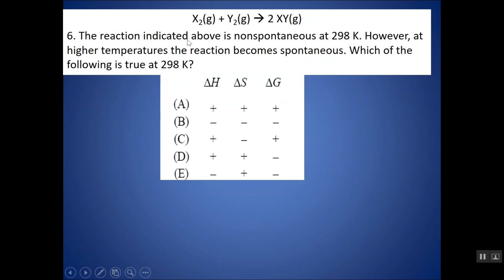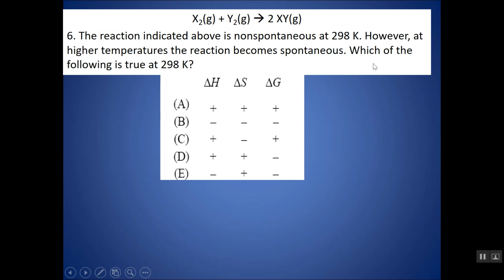The reaction indicated above is non-spontaneous at 298 Kelvin. They might say is not thermodynamically favorable, which means the same thing. However, at higher temperatures, the reaction becomes spontaneous. Which of the following is true at 298? So first of all, it says it's not spontaneous at 298. So at 298, I should have a positive delta G. So that automatically gets rid of B, D, and E.